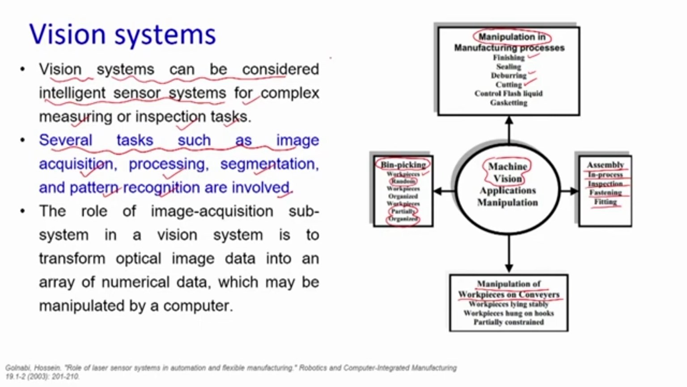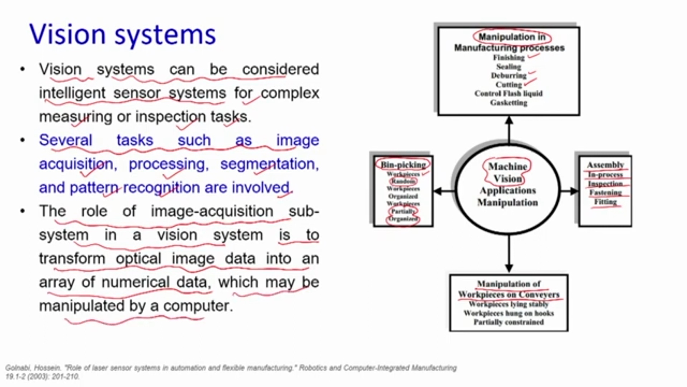There are several tasks such as image acquisition, processing, segmentation and pattern recognition involved in the vision system based automation. The role of the image acquisition subsystem in a vision system is to transform the optical image data into an array of numerical data which may be manipulated by the computer. So, this is the main task as far as the vision system is concerned. We have to acquire the image data, then we have to transform the optical image data which we have acquired into an array of numerical data.